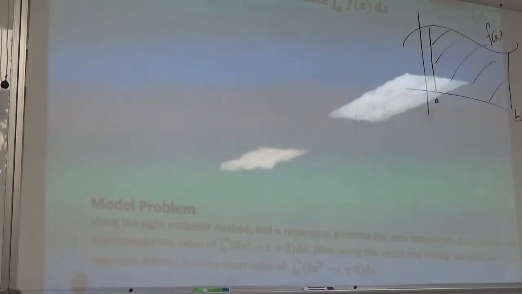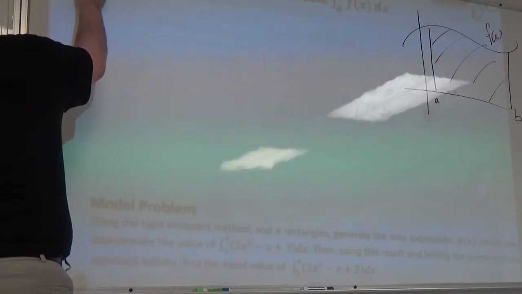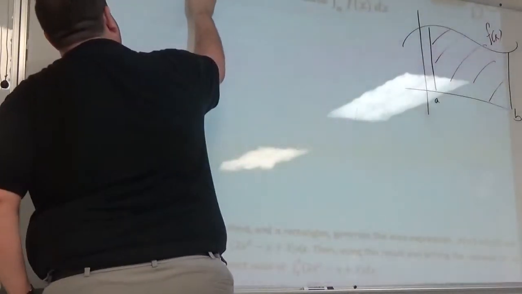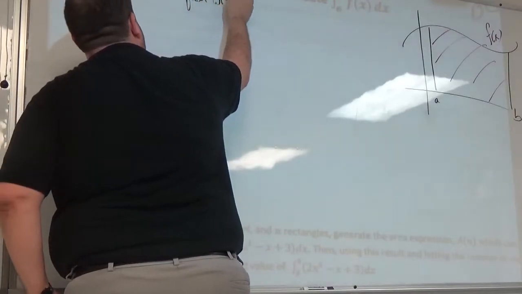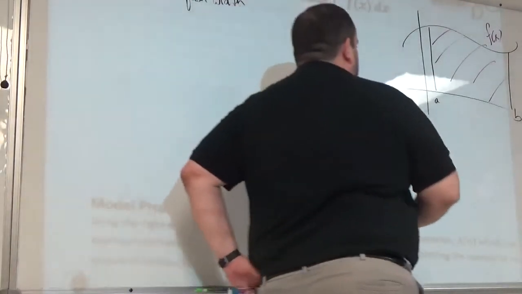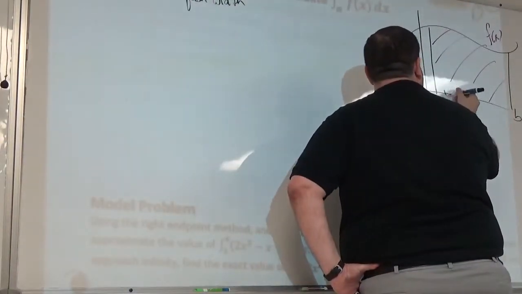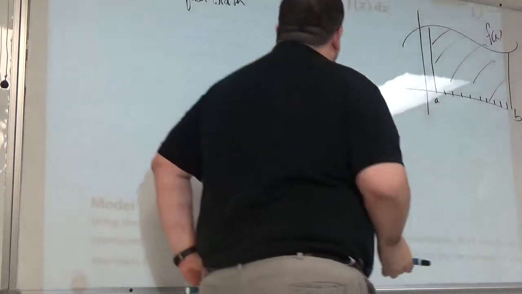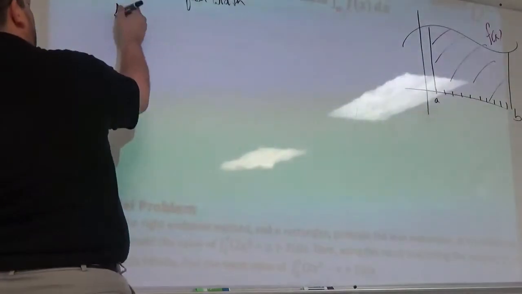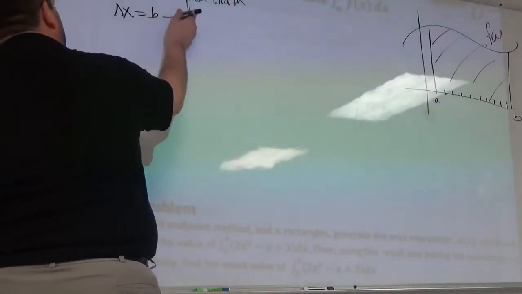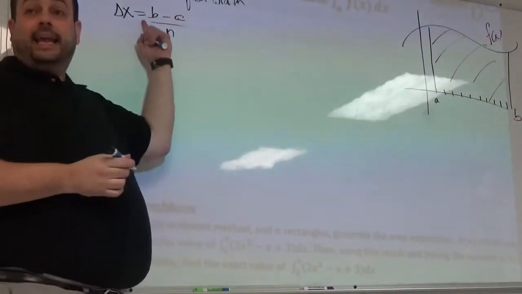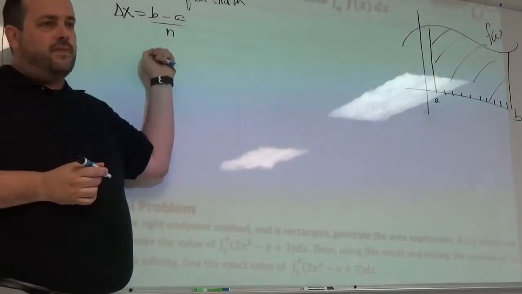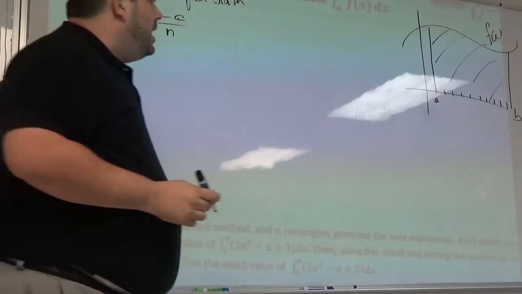Maybe it was 5, maybe it was 10. So I'm just going to say n rectangles. So if I start with n rectangles of, for convenience, let's say equal width, then I'm going to make all these little slices going from a to b. And the way that I figure out the width of each rectangle, it's b minus a divided by n. It's the length of the interval, the same a and b that we're talking about over there, divided by the number of rectangles.